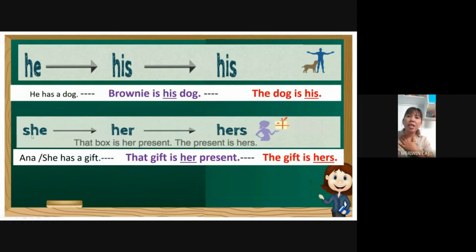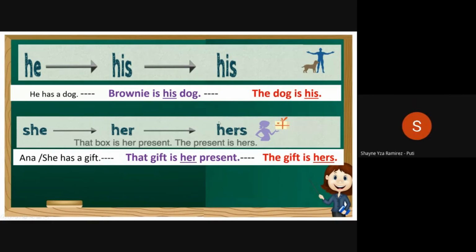Another one: she, her, and hers. Okay, why I'm showing this is for you to identify between the boy and the girl. When to use boy and girl, okay? He is for boys, she is for girls. She, her, and hers. Example, Anna or she has a gift. That gift is her present, okay? So her and then a noun after that. Or the gift is hers, okay?